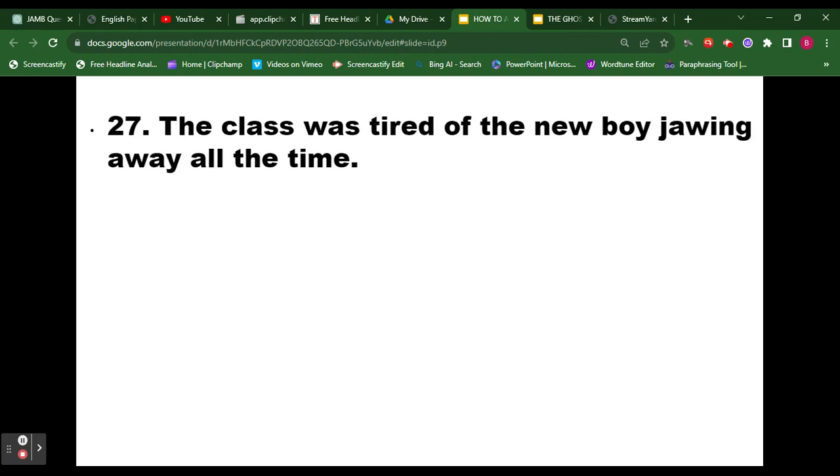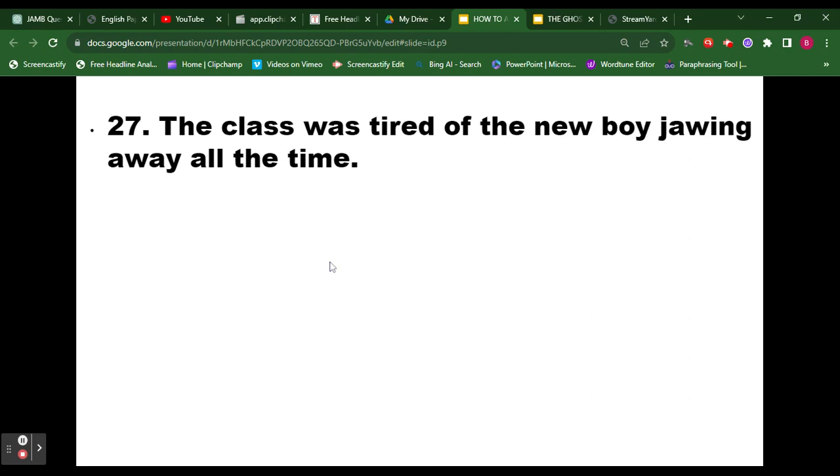Next, we have 27. The class was tired of the new boy jawing away all the time. Now, the word jaw is taken from the jaw, the lower part of the mouth. When you are talking, your jaw moves, makes movement. So jawing away is an idiomatic expression that refers to talking frequently.